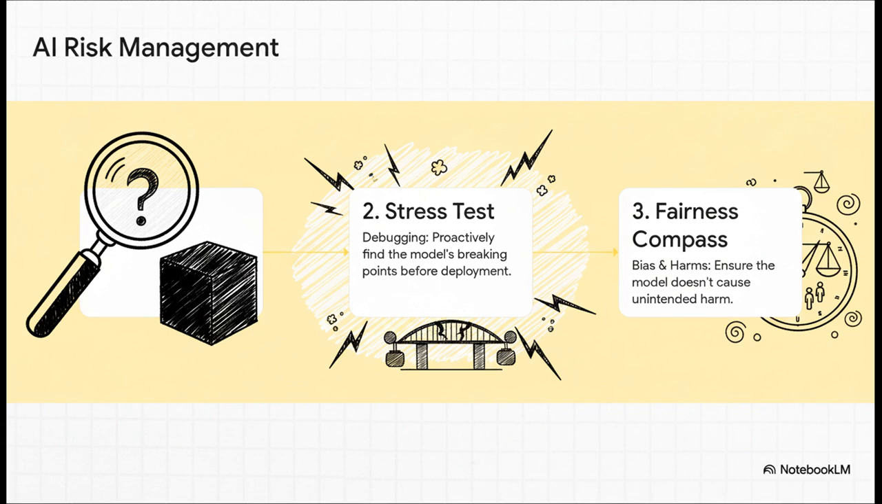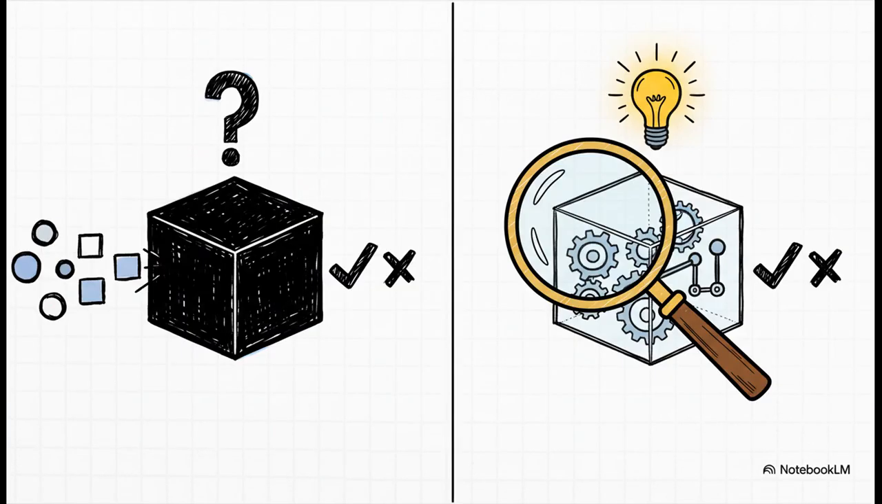And third, we need a fairness compass to make sure it's not causing unintended harm or bias. Let's break down each one. All right, tool number 1, the magnifying glass. This is all about explainability.